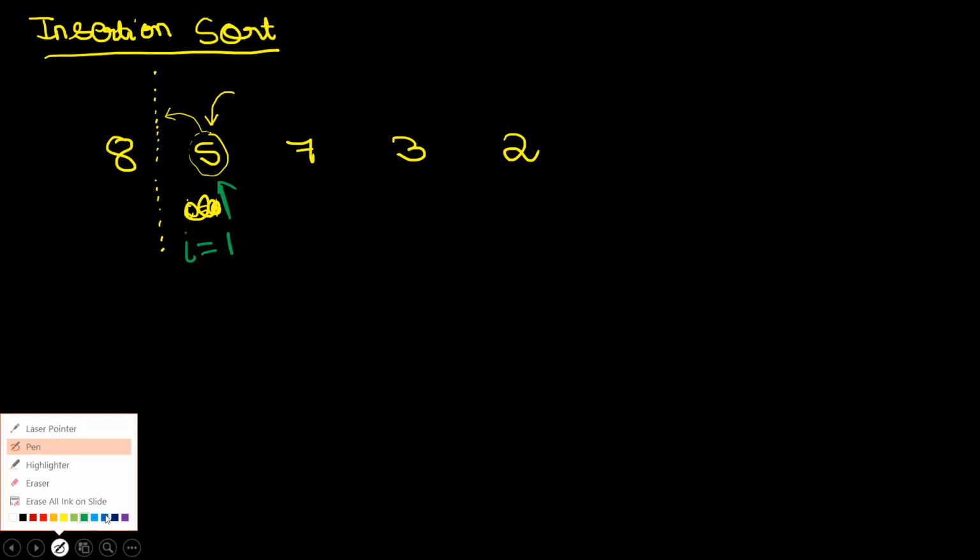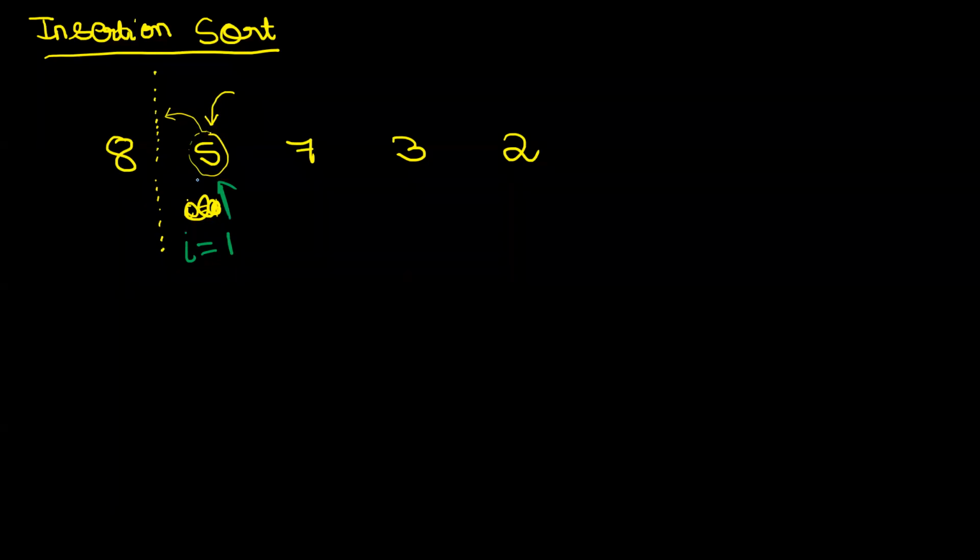Now I want to insert this 5. Let us see how we can come up with a logic. What will I do? See guys, I keep a pointer j equal to i minus 1, one place to the back. Now think of it as if this is a person. You compare 8 with 5.